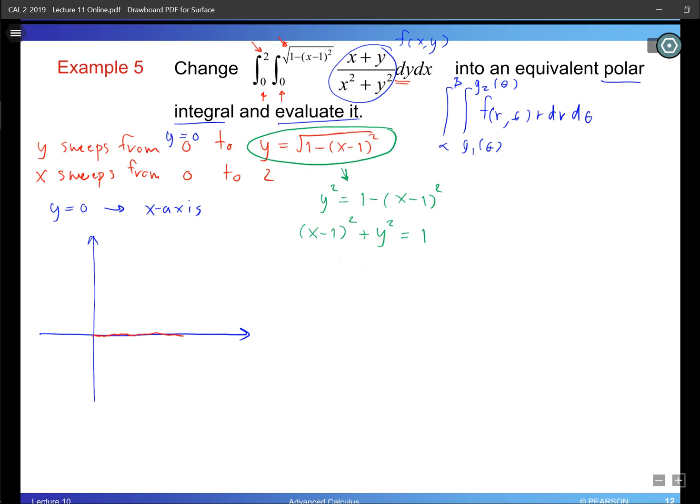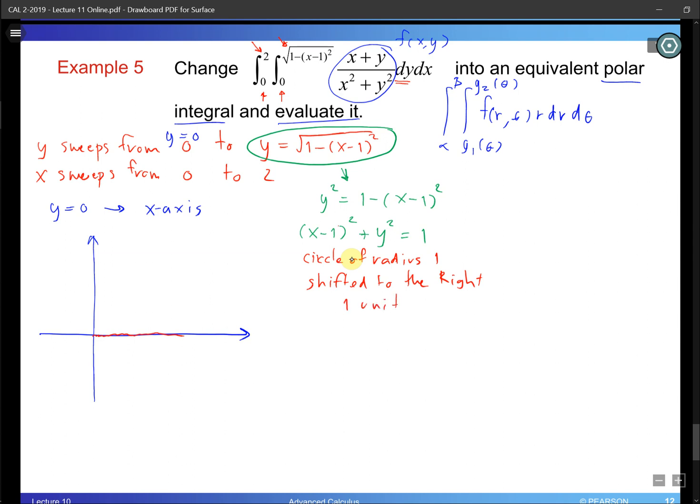It should be, because we just saw this from example 4. This is going to be a circle of radius 1 shifted to the right 1 unit, shifted because of this term. So let's draw that graph right here. 1 here, 1 here, and this is a circle of radius 1.